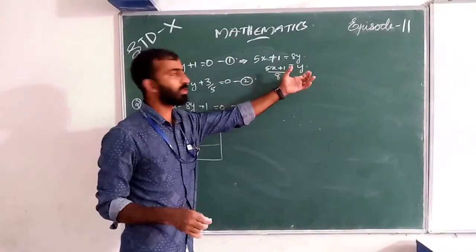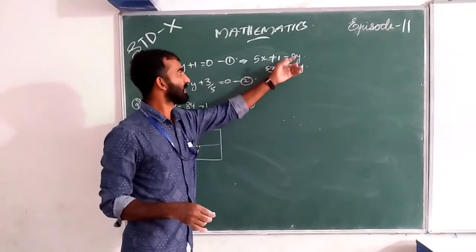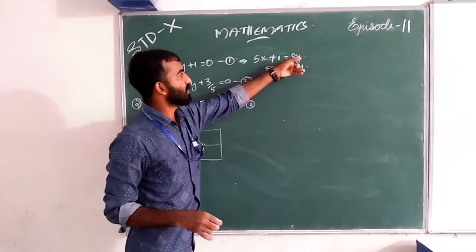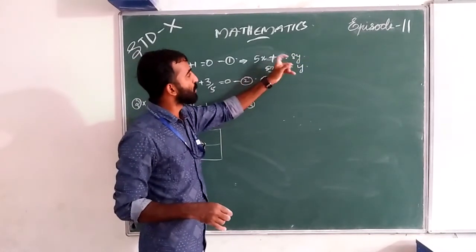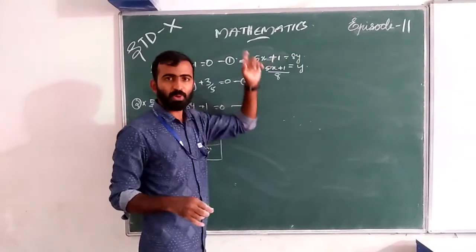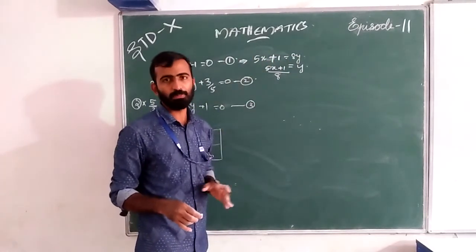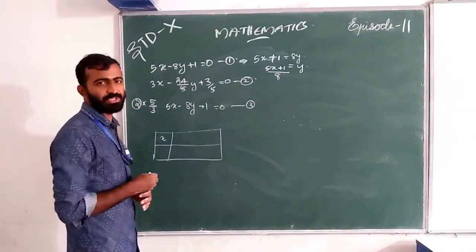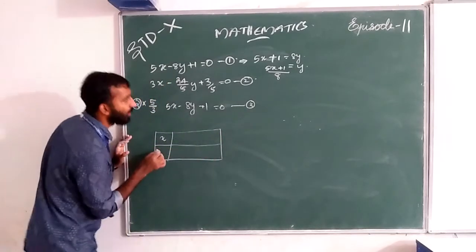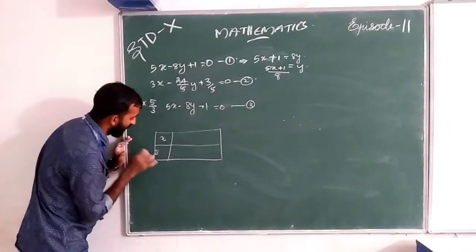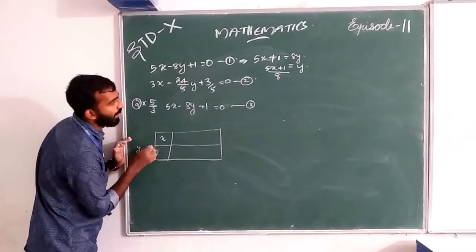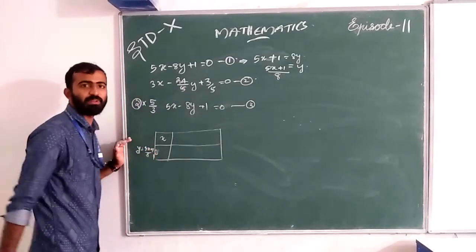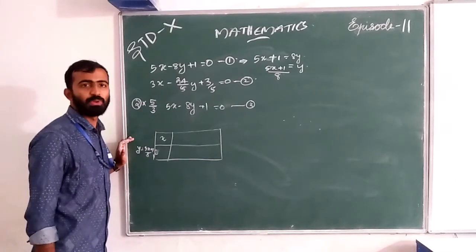When 8 moves to the left side, the multiplication process is converted to a division process. So y equals 5x plus 1, all divided by 8.